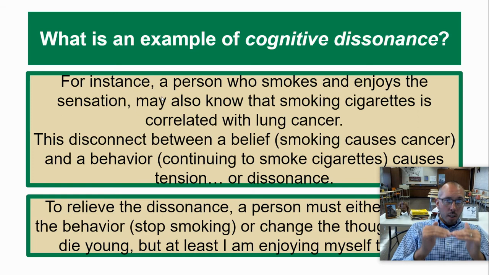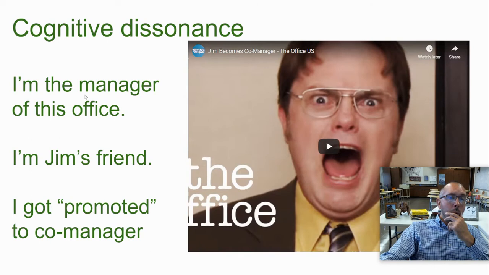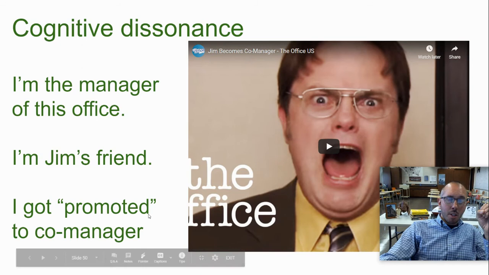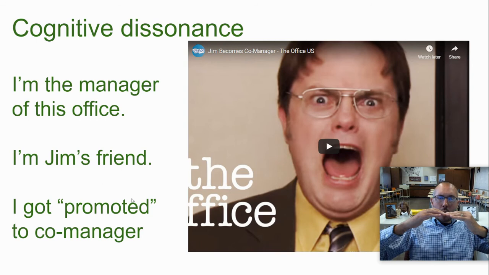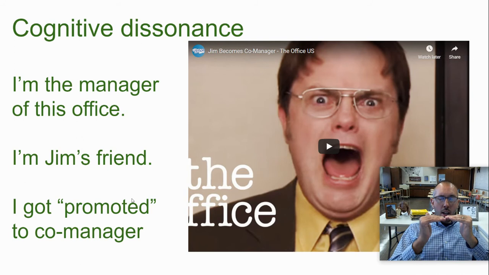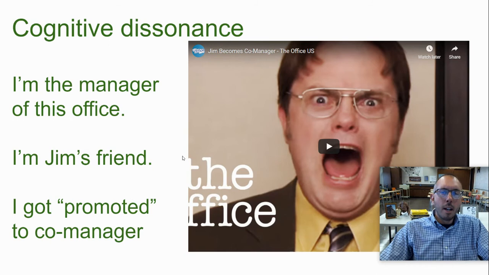This one's going to be probably your toughest to come up with examples on. I'll be curious to see what you do. Here, you definitely need to watch this clip of The Office. This is good for cognitive dissonance. You're going to find out that Michael's the manager of the office and he's Jim's friend. So he's going to tell himself that he got promoted to co-manager. He's going to have these two thoughts that don't go together. I'm the manager of the office. I'm Jim's friend. And so he's going to make his change by his attitude and be like, oh, okay, I got promoted to co-manager. And he was already manager. So definitely watch that. Okay.